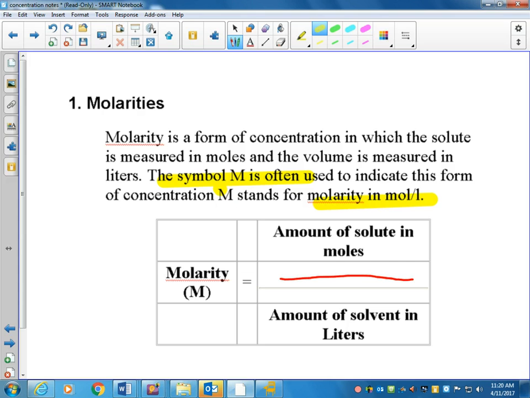Where we're going to go next is we're going to do an example. So I'll pull it up and have you write down the question, and then we'll go through how to solve it.